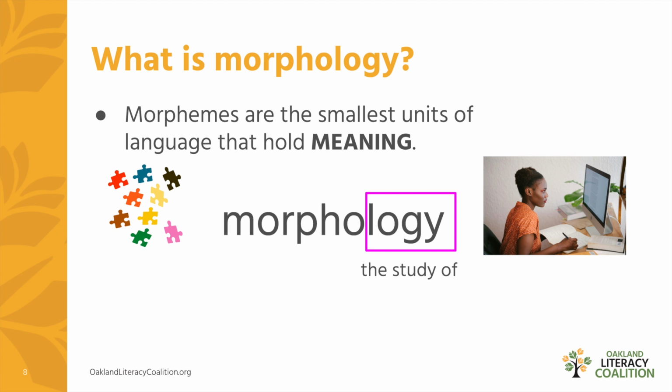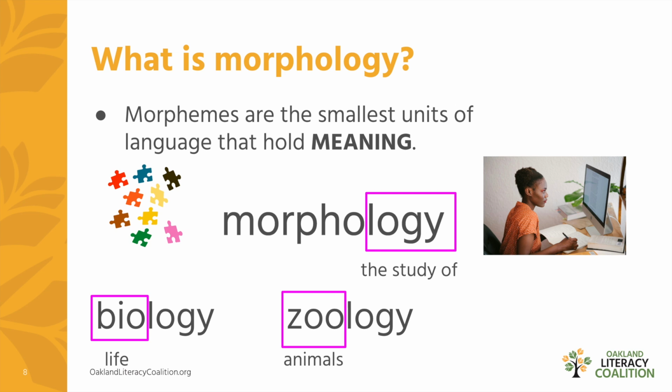We see this morpheme in lots of other words too, like biology, which starts with the morpheme bio, meaning life. So biology is the study of life. Zoology, which is the study of animals. And geology, which is the study of earth. Morphology helps us understand the pieces of the puzzle of language and how they come together to make meaning.